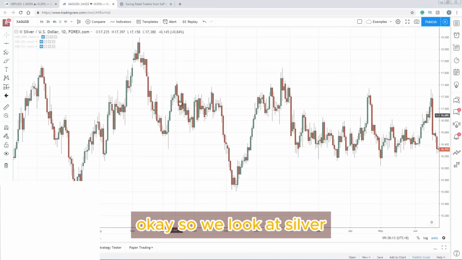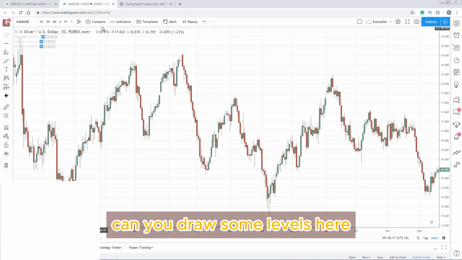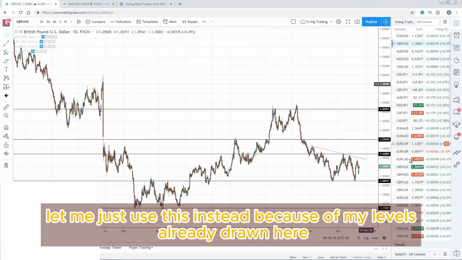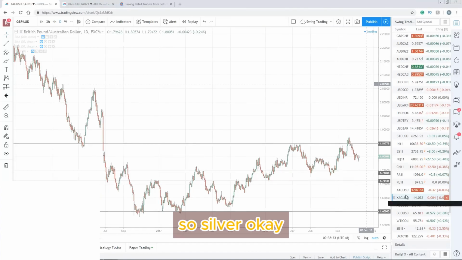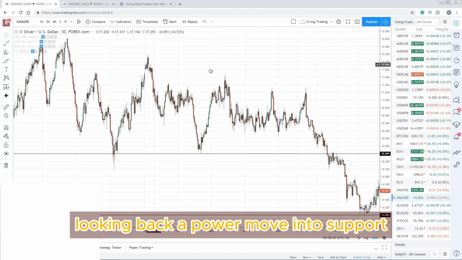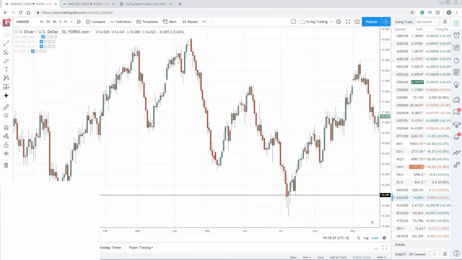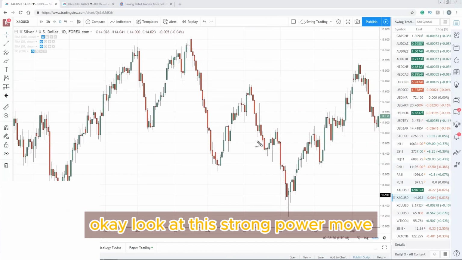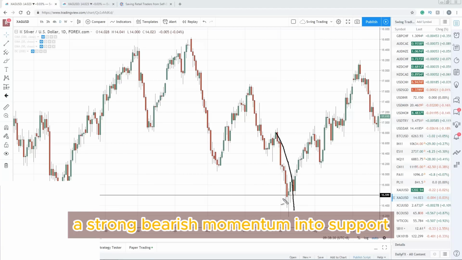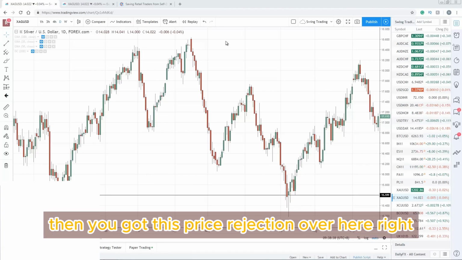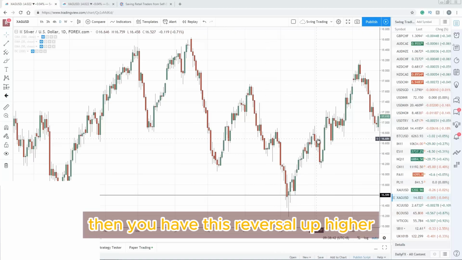So we look at silver. Let me just use this instead because my levels are already drawn here. So silver, looking back, a power move into support. Look at this: strong power move, large body momentum, strong bearish momentum into support. Then you get this price rejection over here, a long wick sticking out, and then you have this reversal up higher.